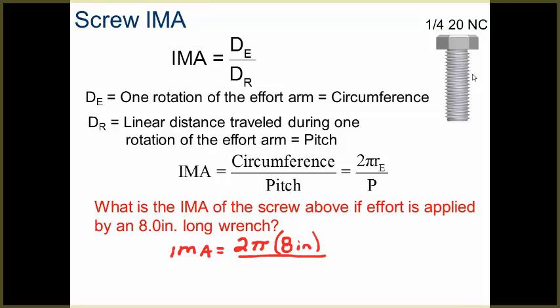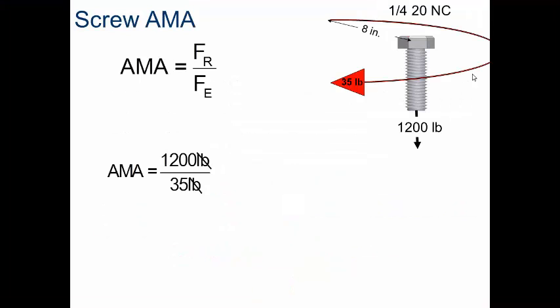Using my notation above, that 20 tells me that it's only going to go 1/20th of an inch downwards in one turn of the wrench. When you type this into the calculator, you get a mechanical advantage of 1,005. That seems extremely high, but it's accurate. Remember, screws are going to have really large ideal mechanical advantages. In reality, though, the screw's actual mechanical advantage is going to be significantly lower.